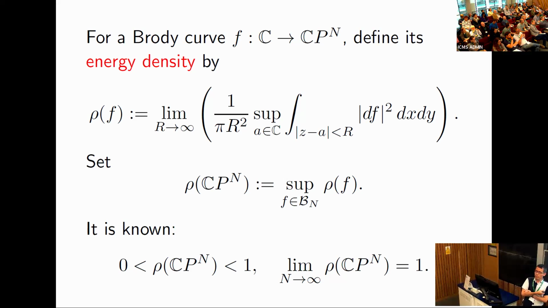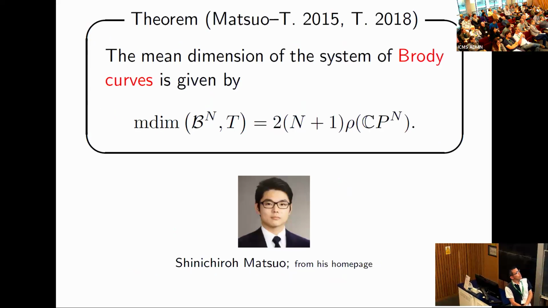Okay, so we have two quantities. One is the mean dimension, and another is this energy density. Then my friend Matsuo and I proved the following theorem. This is the mean dimension of the group action on the space of Brody curves, and this mean dimension is equal to 2n plus 1 times the energy density.